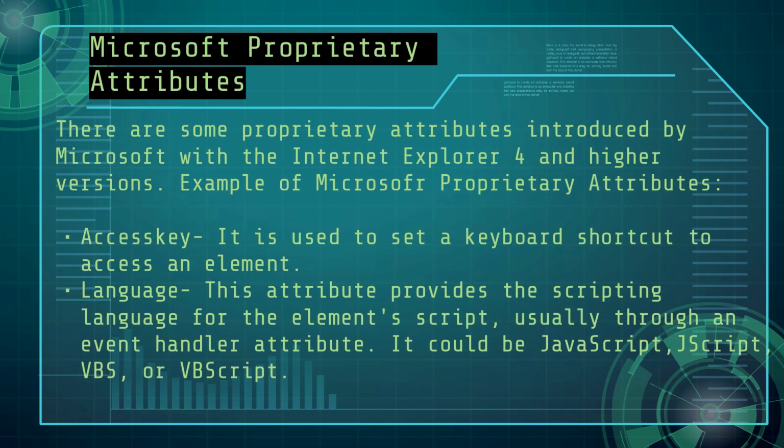Microsoft proprietary attributes. There are some proprietary attributes introduced by Microsoft with Internet Explorer 4 and higher versions. For example, accesskey. It is used to set a keyboard shortcut to access an element. Second, language. This attribute provides the scripting language for the script element, usually through an event handler attribute. It could be JavaScript, JScript, VBS, or VBScript.